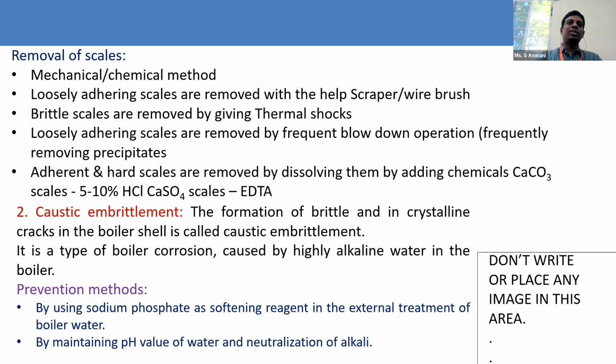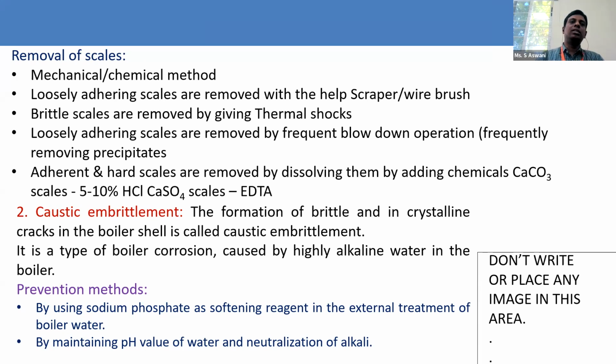And we are also discussing caustic embrittlement. This is one type of problem in the boiler feed. The formation of brittle, intercrystalline cracks in the boiler shell is called caustic embrittlement. If cracks are present due to hard scales, after the formation of hard scales, cracks are generated inside the boiler. So there is a possibility that cracks can be generated.